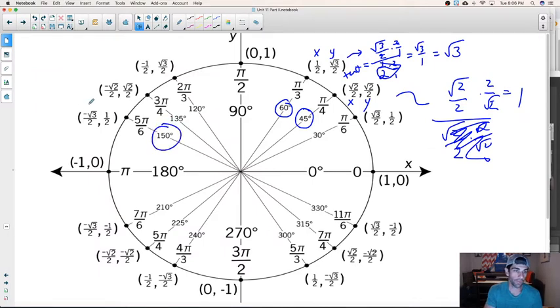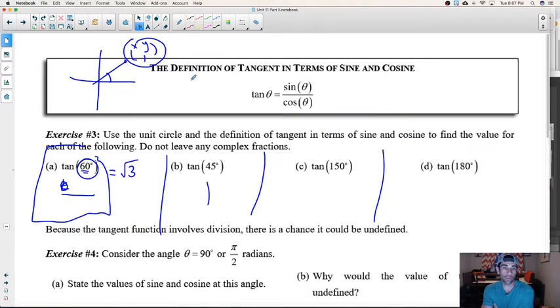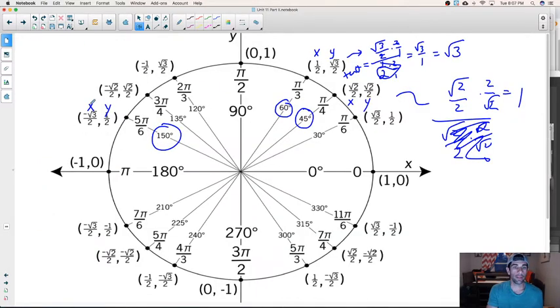Okay. We'll try 150. So here's 150. Here's your x. Here's your y. Or in our case, remember, we're actually considering it sine and cosine. Okay, remember, keep that in mind. And so we're going to do 1/2 over negative radical 3 over 2. And remember, no complex fractions. This ends up canceling out. Figure out how you're going to get this answer. Mathematically, well, these 2's cancel out, so you're left with 1 over negative radical 3.